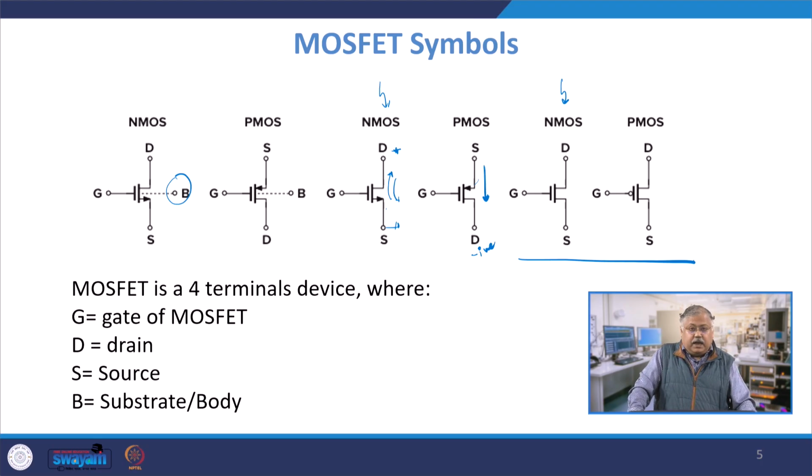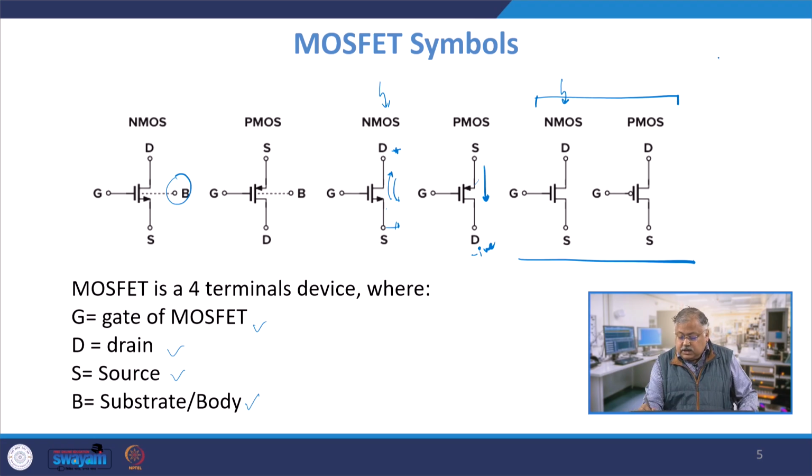And if you look at the bulk, the bulk is shown by a dotted line, and this dotted line shows you it is connected to the body or bulk, right. There are many terms available. One is known as substrate, another is known as body, for B, source, drain, G. So, we are basically looking at a 4 terminal device. For all practical purposes, we will be sticking to this sort of notation or symbol for this course, right.